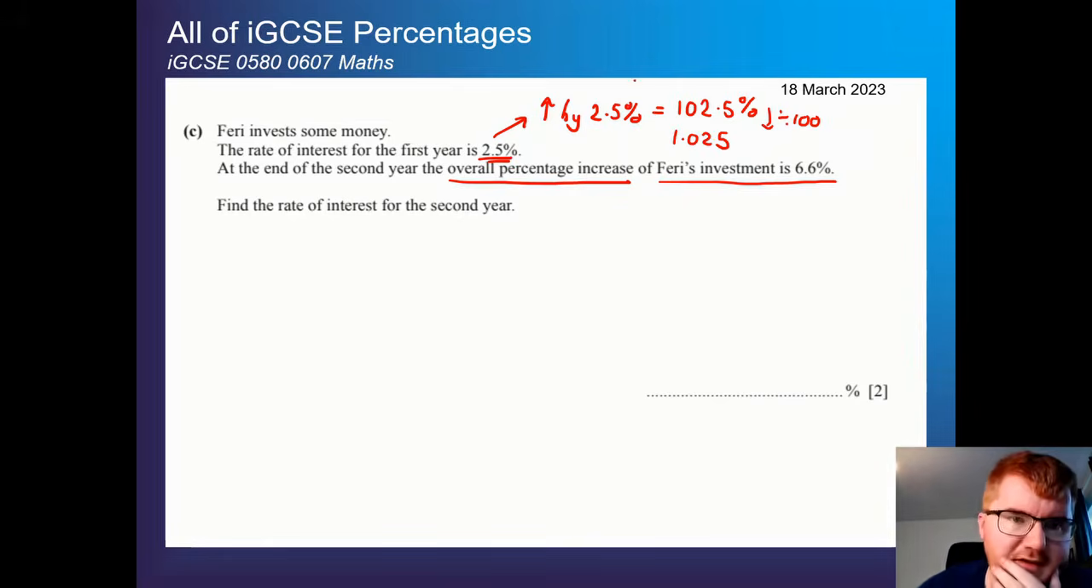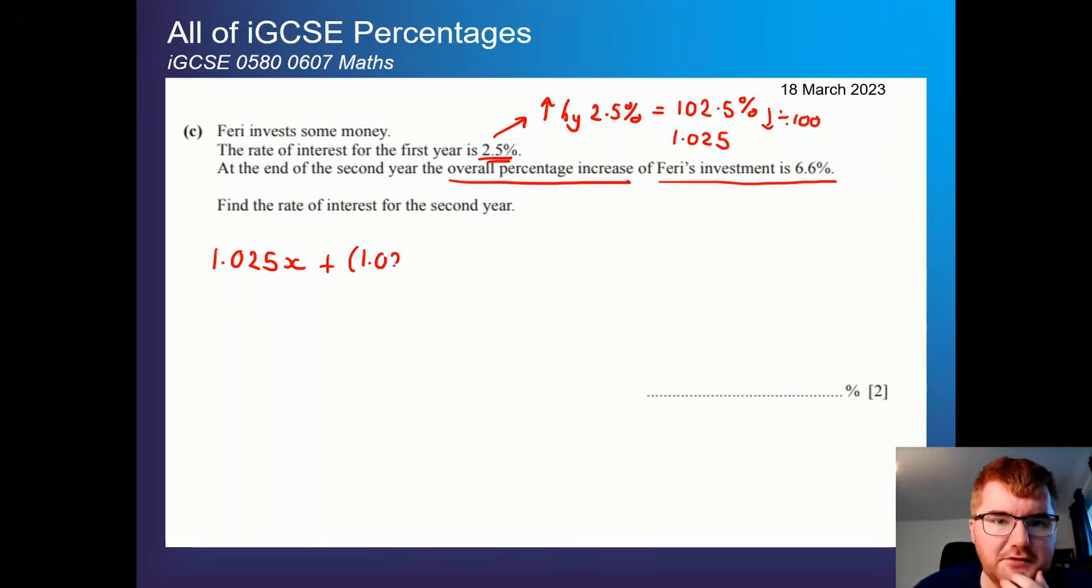1.025. So in order to work out the overall percentage increase, the first year would be 1.025 times some x. So x is the initial amount of money that I've started with. And then for the second year, I've got this amount, 1.025x. And then I'm going to increase it again by another interest rate. We're going to call that r.